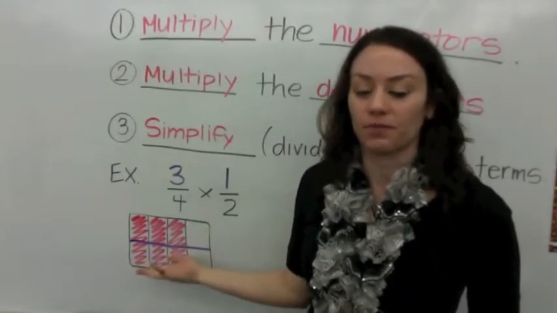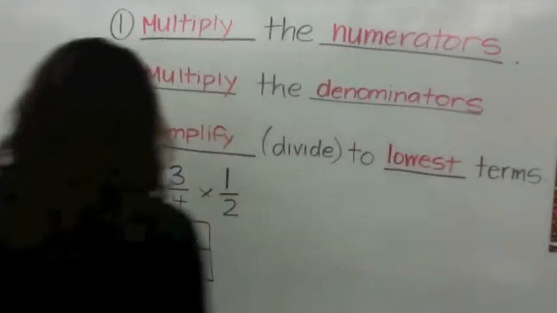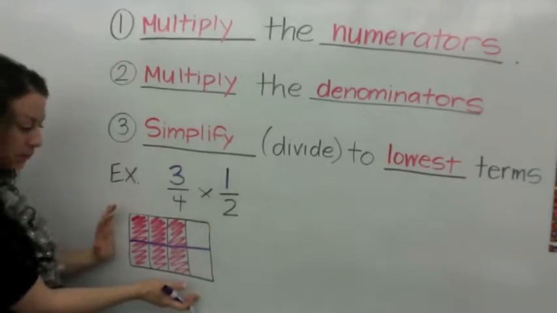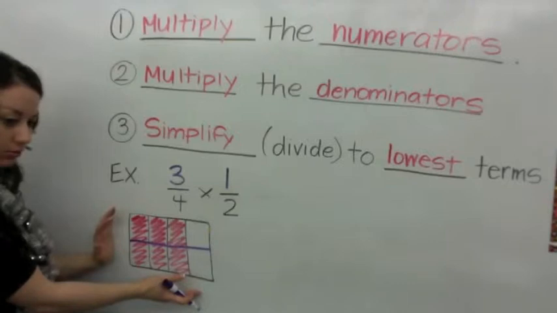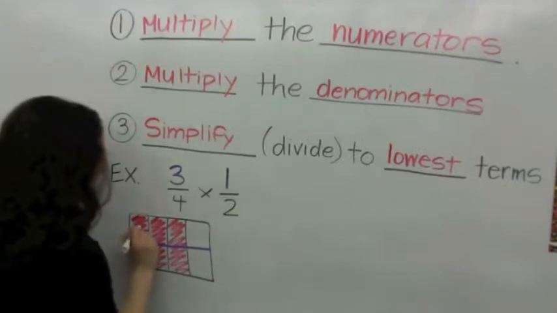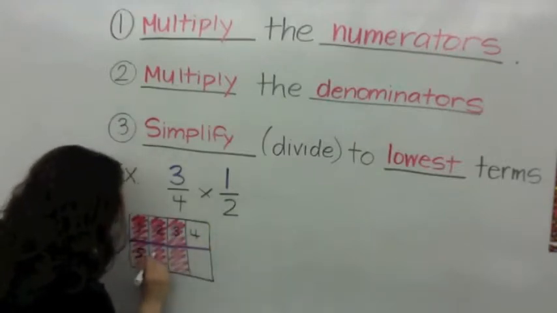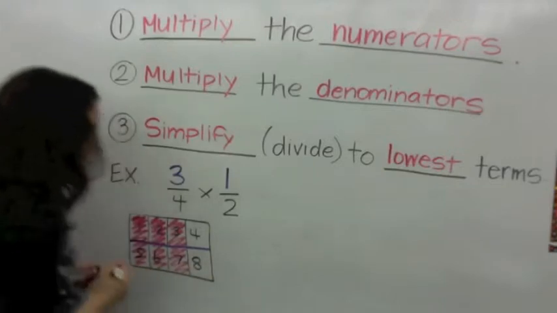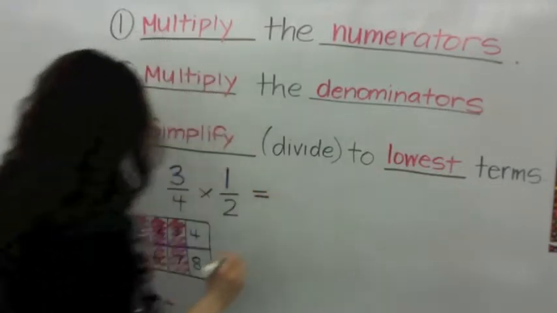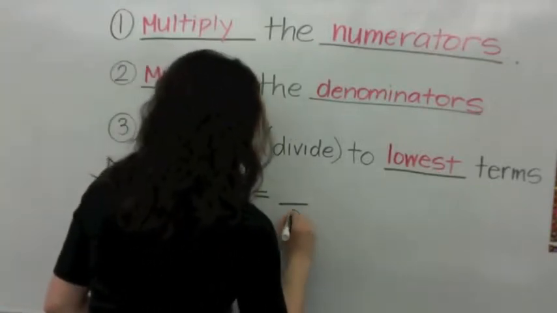Half of this picture. So I cut it in half. If I cut it in half, my friends, now how many pieces is the rectangle cut into? Let's go ahead and count. 1, 2, 3, 4, 5, 6, 7, 8. Okay, so it's cut into how many pieces? 8 pieces total, right? So that would be the denominator.